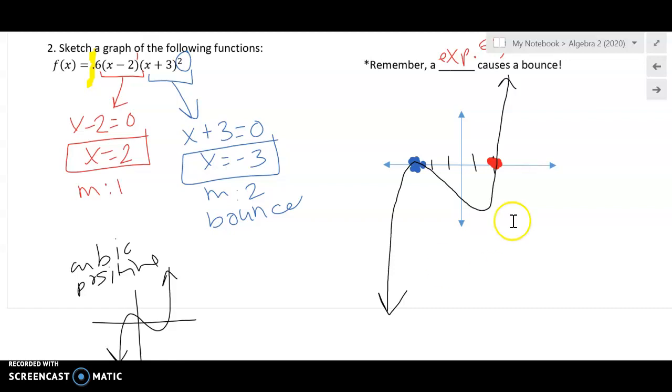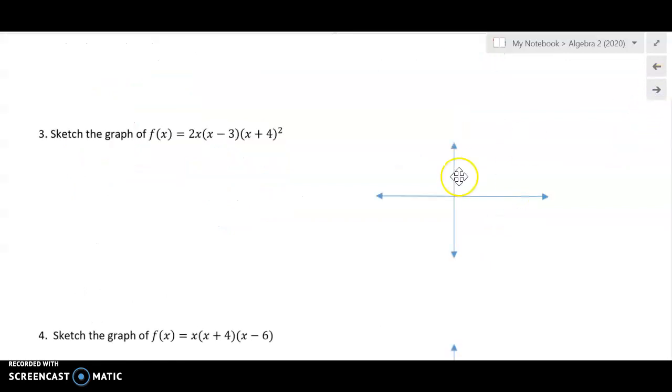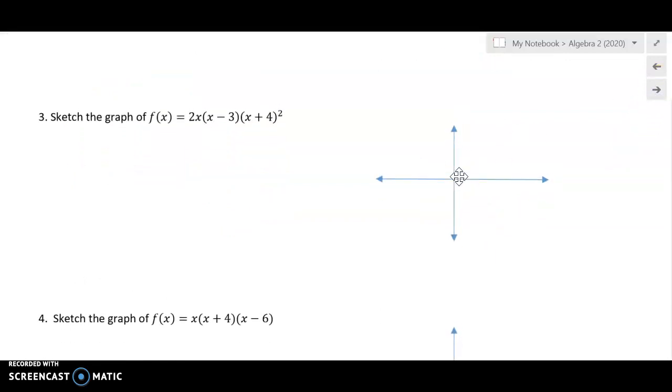Okay, let me get to the next example. Two more kind of like this. Sketch the graph. Let's take each piece, let's see what we're dealing with. Each piece with x in it, set it equal to 0. You've got to divide by 2. I get x is equal to 0. My exponent is 1, so my multiplicity is 1.